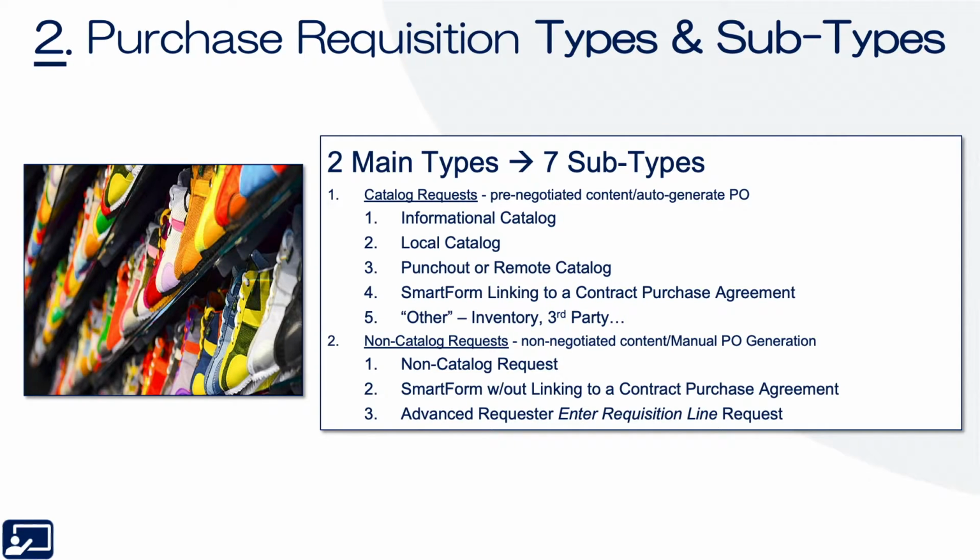Then you also have non-catalog requests. So this is the non-negotiated content. So we've looked in all the different constructs for pre-negotiated content. We haven't found anything. Now we're going to order off script, if you will, in a non-catalog request. And you'll see that more here in a bit.